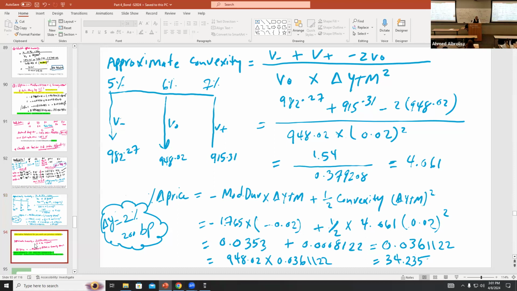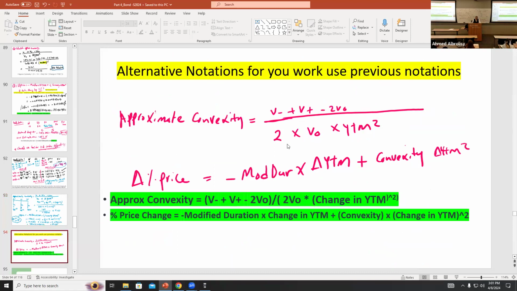You asked that question, John. Then I'm giving you the formula. So this is an alternative notation for your work. Use the previous notation. If you put 2 here, then you're not going to add the half there. Good, Sage? Okay.